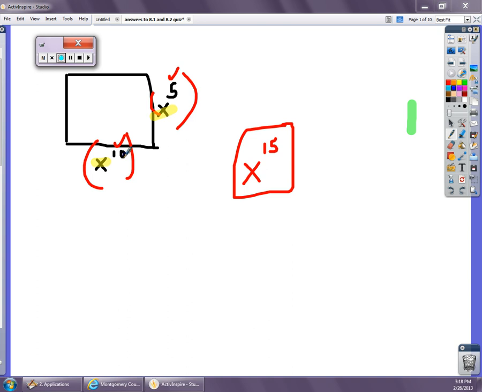So the first one, you're just doing base times height. So x to the 10th times x to the 5th. The way that you multiply, you add them, get x to the 15th, 10 plus 5.